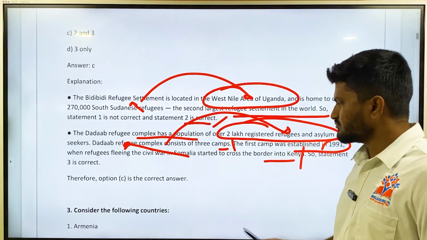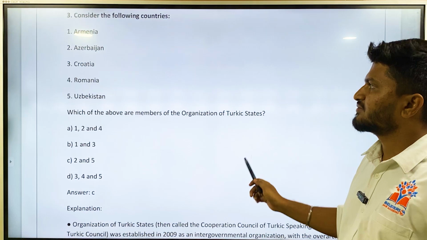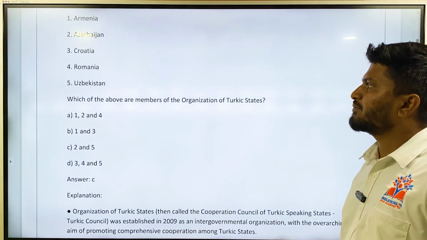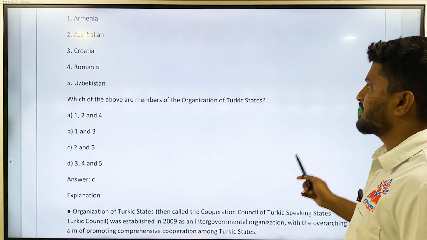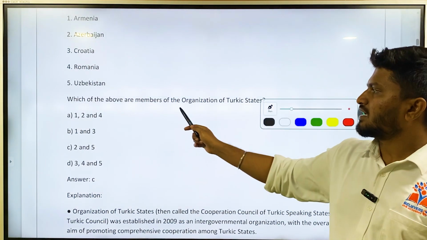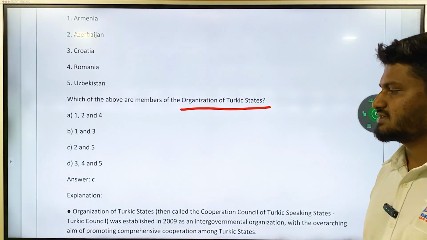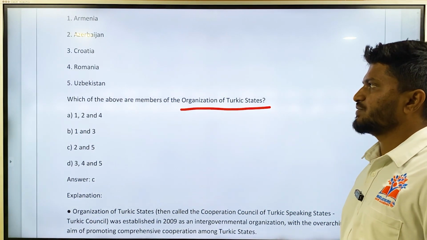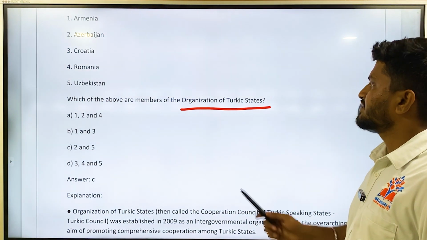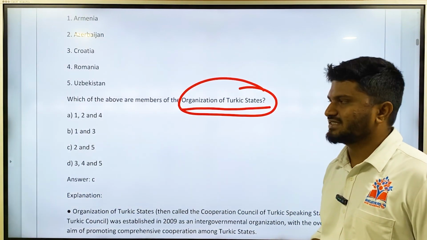Then, consider the following countries. Again a map-based question: Armenia, Azerbaijan, Croatia, Romania, Uzbekistan. How many of the above countries are members of the Organization of Turkic States? Here the correct answer is C, 2 only, that is, Azerbaijan and Uzbekistan are the only countries who are members of the Organization of Turkic States.